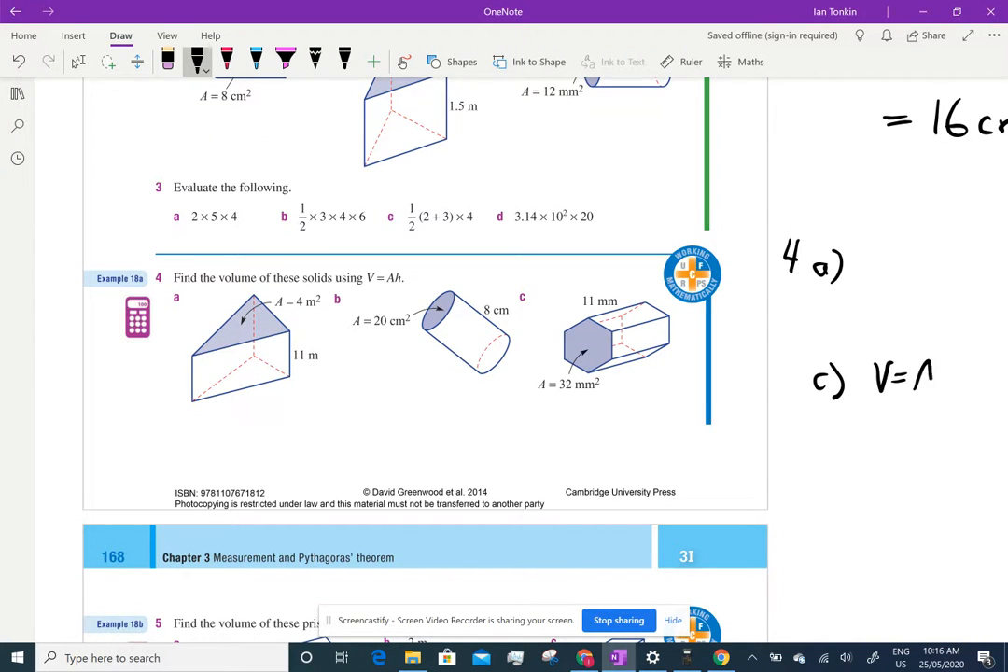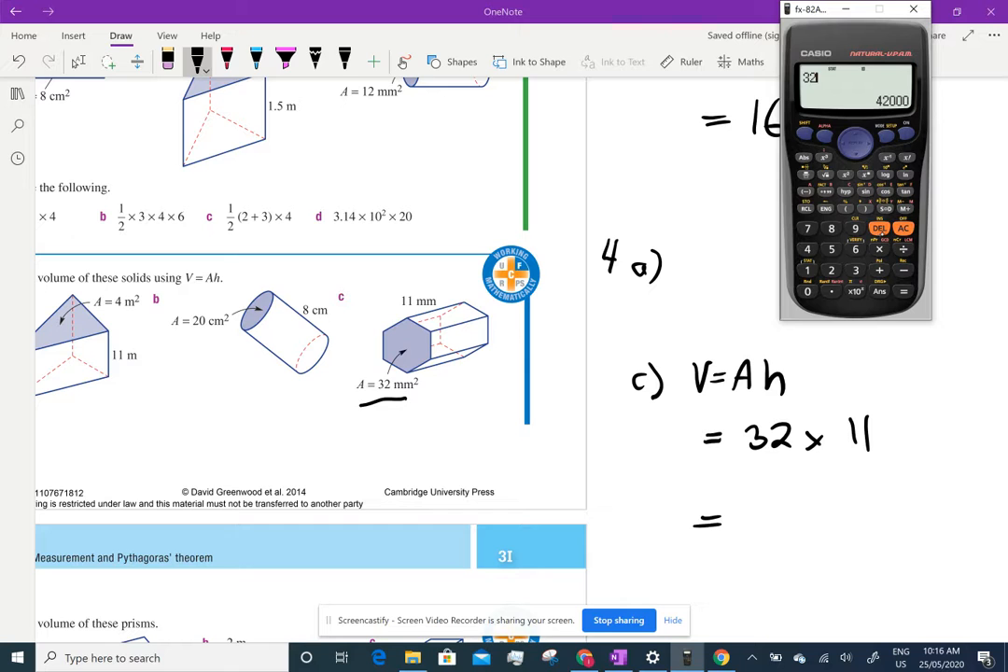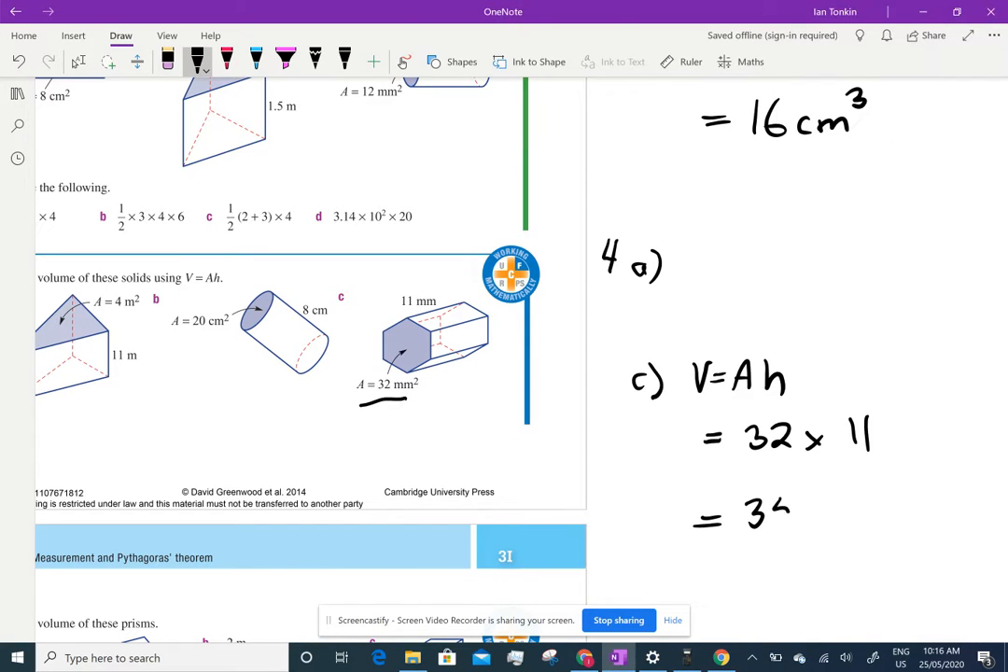Volume equals AH. The area, they give it to me, is 32. And the height is 11. I'm going to use my calculator for this one. 32 times 11, 352. What units are we in? Millimetres cubed.